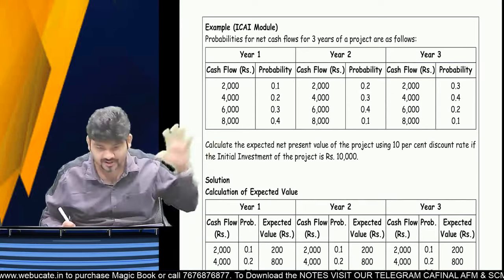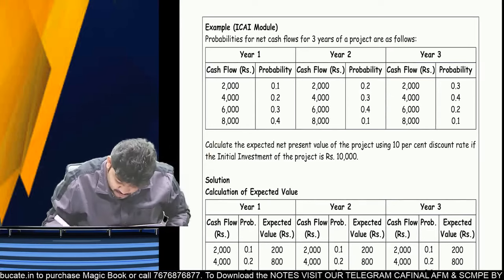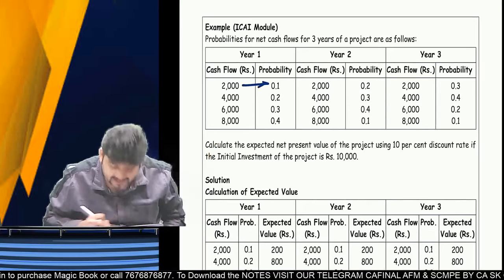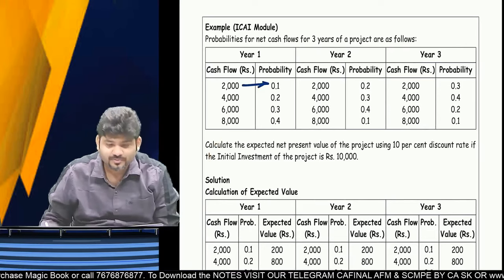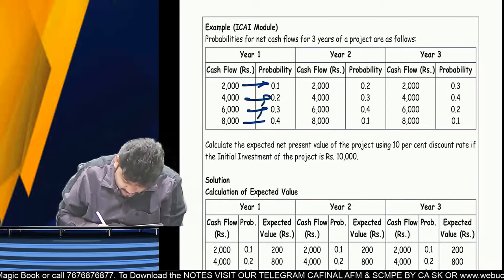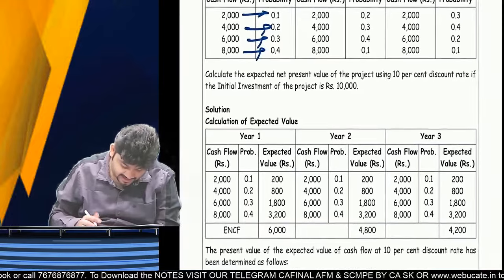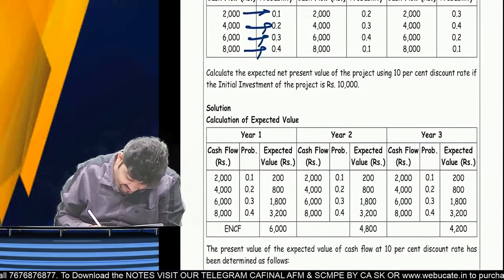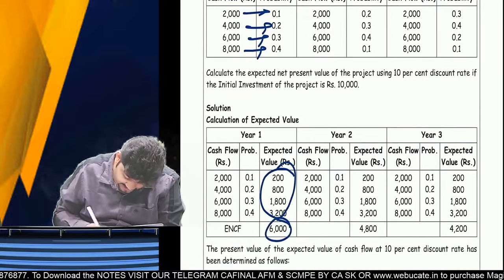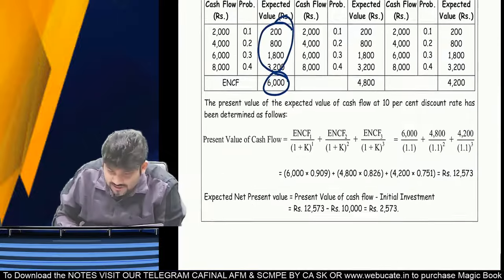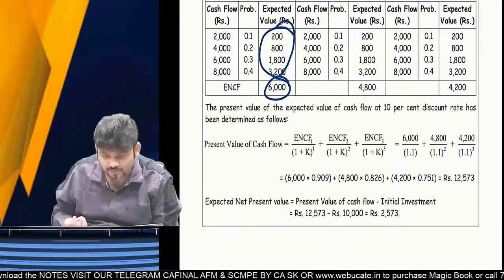So here is the question. Quickly, I'll now be able to solve this. See, we have the probability. We have the cash inflows. So cash inflows into probability, cash inflows into probability, we will get the expected cash flows. This is the expected cash flow. To this, we will do the discounting.